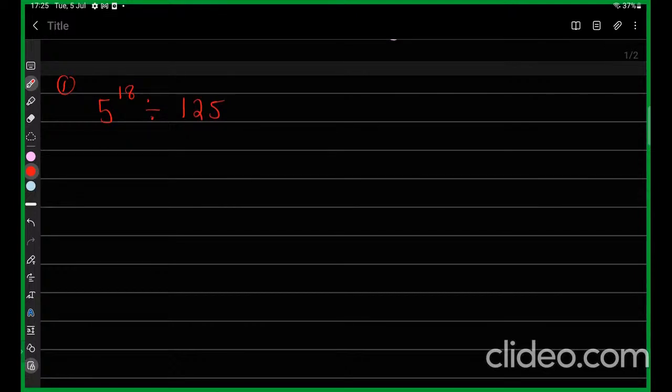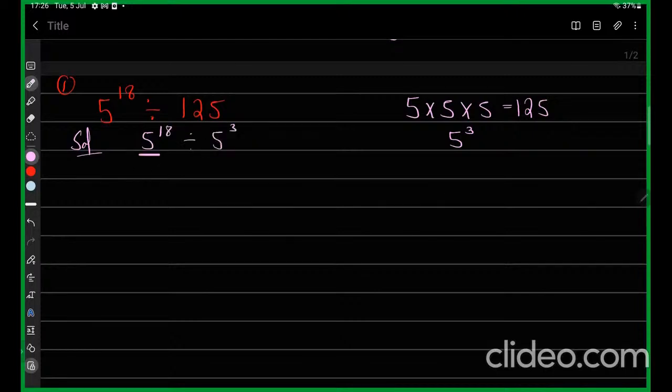In order to simplify this, first of all, I know I need to write down 125 as a power of 5. We know that 5 multiplied by 5 is 25, and then if I multiply 25 by 5, that would give me 125. So 5 multiplied by 5 multiplied by 5 gives me 125. This means that it is 5 cubed. So I can write down the same question as 5 power 18 divided by 5 power 3.